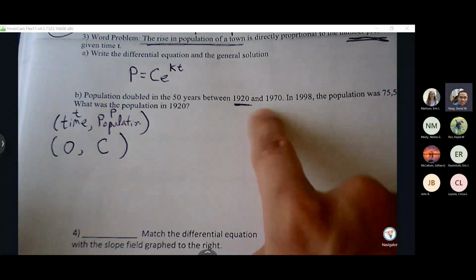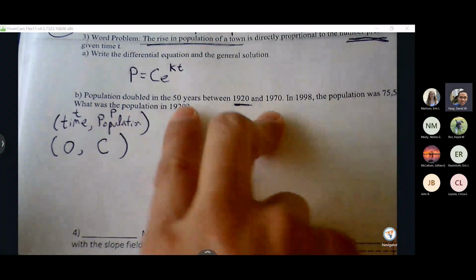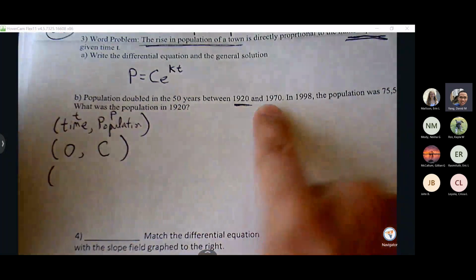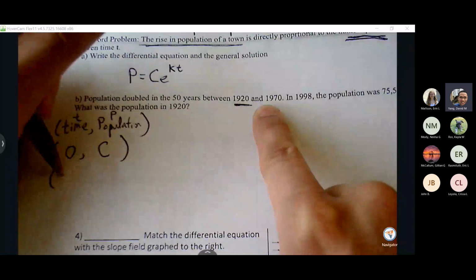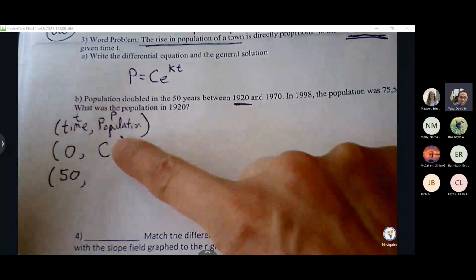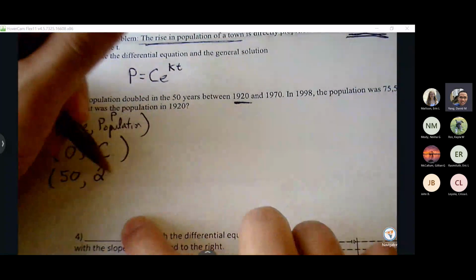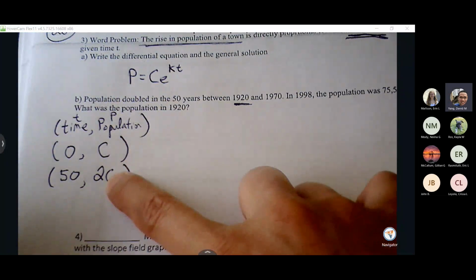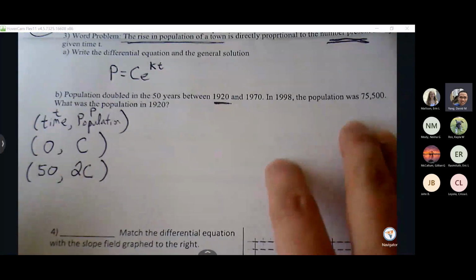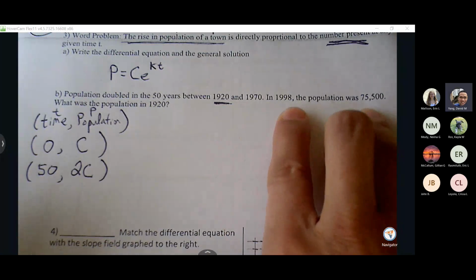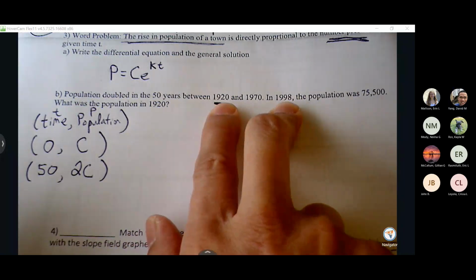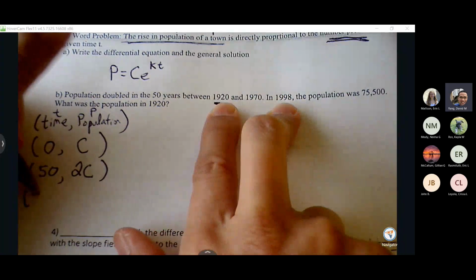Okay. Population doubled between 1920 and 1970. So that means 1970 is 50 years later. What's going to happen to this population? Let's see. Whatever that population is that we're looking for, we know it's going to double. And then the population was 75,500 in 1998. How many years after 1920 is that? 78, right? So we know 78 years later.